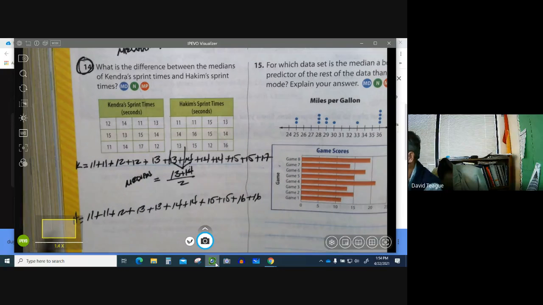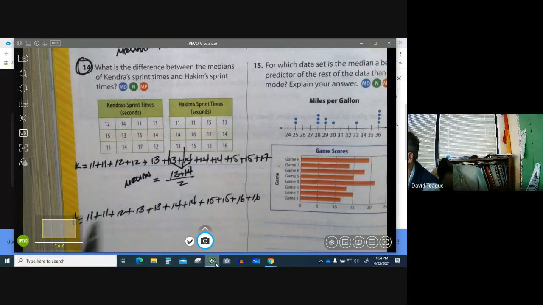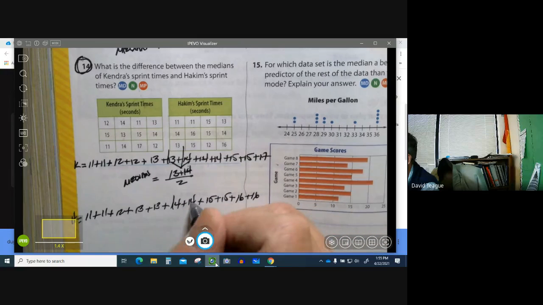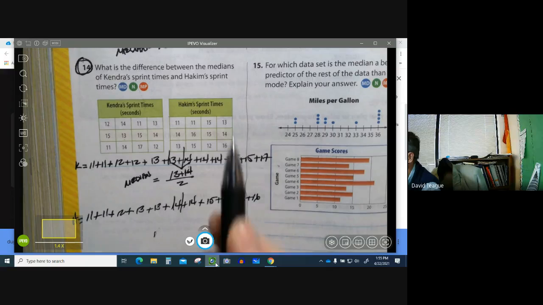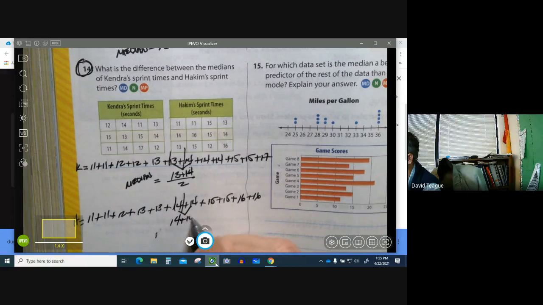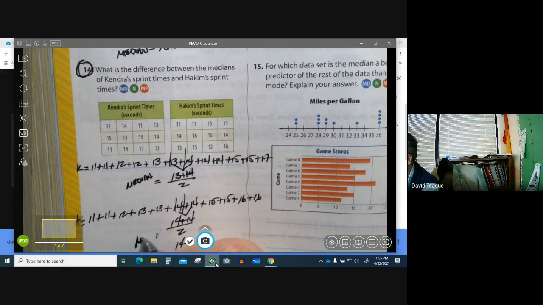Okay, well, he has the same quantity of times, right? So 1, 2, 3, 4, 5, 6. 1, 2, 3, 4, 5, 6. Okay, so we're ending up right here. So we're going to have to find the mean for 14 and 14. So 14 plus 14 divided by 2 gives us 14, right? So that is the median for Hakeem.